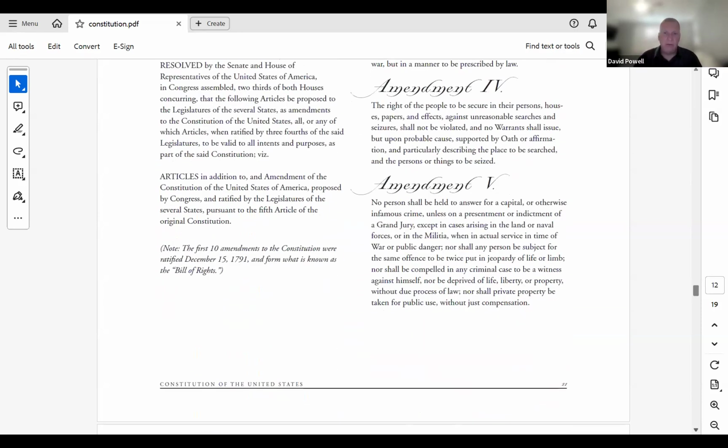The Fifth Amendment also provides you with your criminal justice protections: the right to an indictment by a grand jury, the right to trial if you are in jeopardy of being deprived of life, liberty, and property, and the right to not be tried twice for the same crime. This is your protection against double jeopardy.